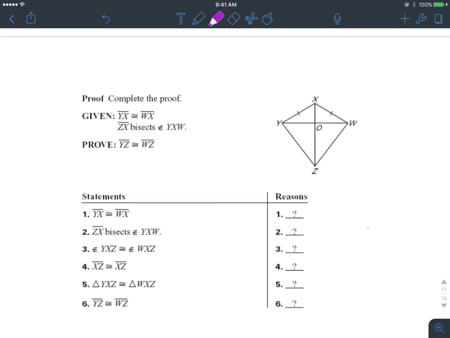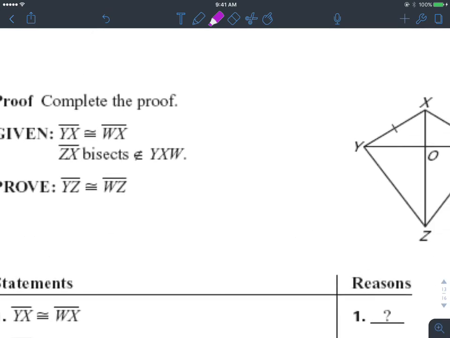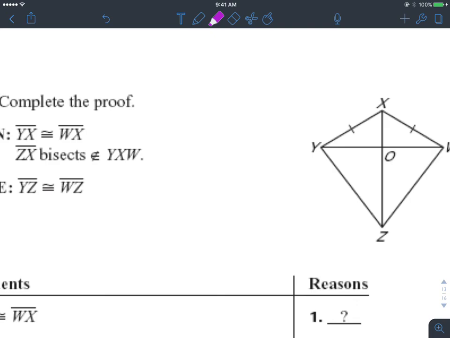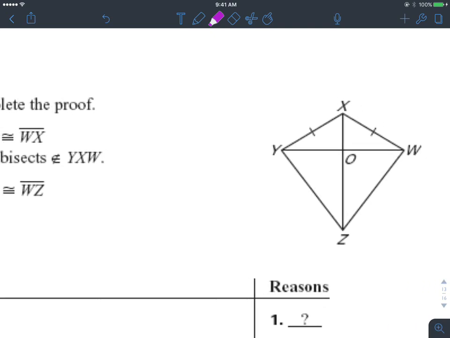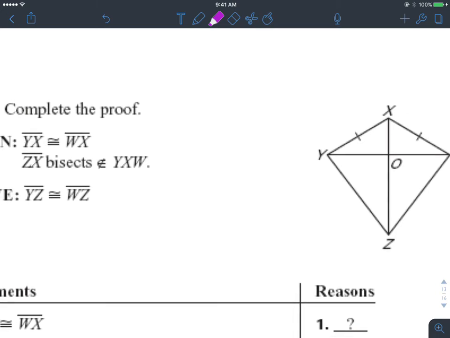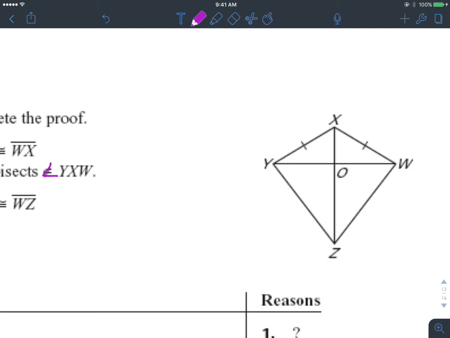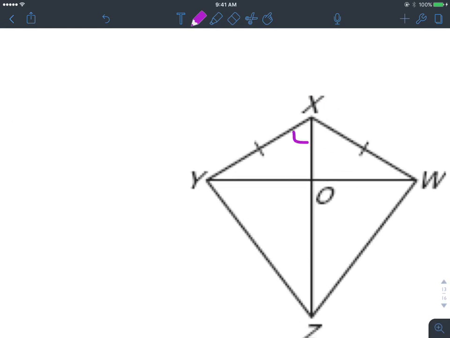I think this next one here, we're going to do in a proof. So let's see what's going on. They give us that YX is congruent to WX. So, yep, that is marked. We're also given that XZ bisects, this is supposed to say, the angle YXW. So this line right here bisects that big giant angle. So we know the two little angles that result from it are congruent.